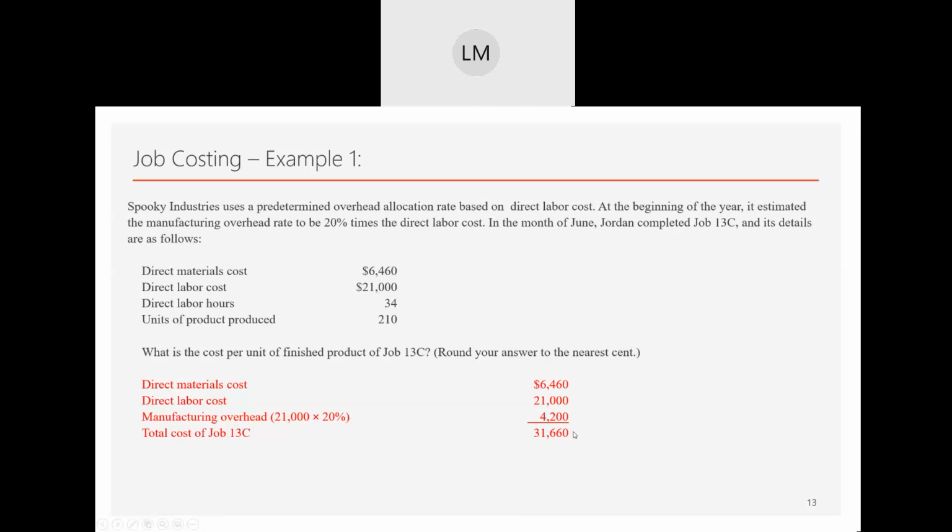Now, if I want to know the cost per finished unit, what am I going to do? Well, I'm going to take that total cost, and like I said, divide it by the number of units produced. In this case, units produced in Job 13C is 210. So I take my $31,660, divide that by 210 units, and my cost per unit is going to be $150.76. So that's how I can compute the cost per unit there.